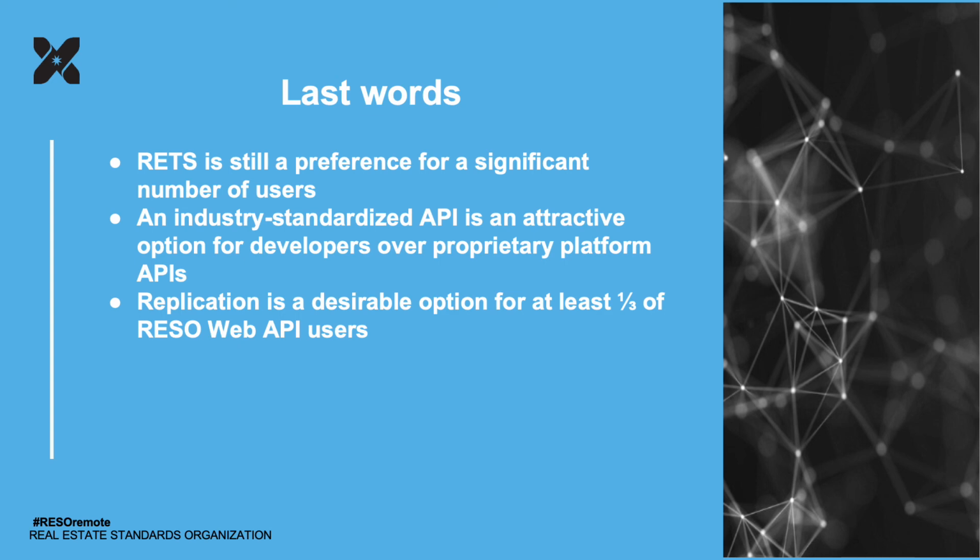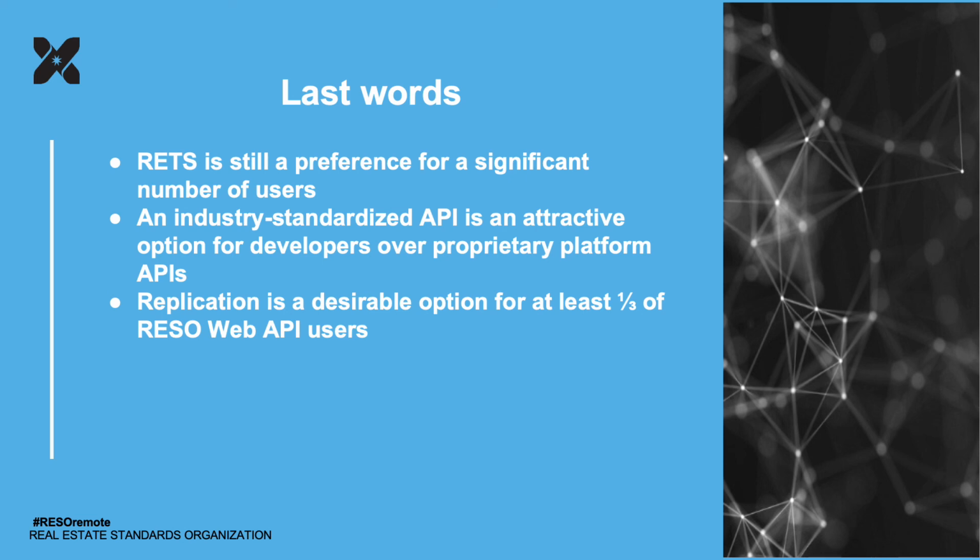So that's just a little peek into the user behavior that we see on the Bridge API platform. And there's a few conclusions that we can draw. Firstly, RETs is still used by a good number of users, as expected. And in particular, they are the more established companies with more complex data ingestion engines. But what we do see is that the RESO Web API is starting to become a more successful alternative, and we are seeing more of those companies move over.